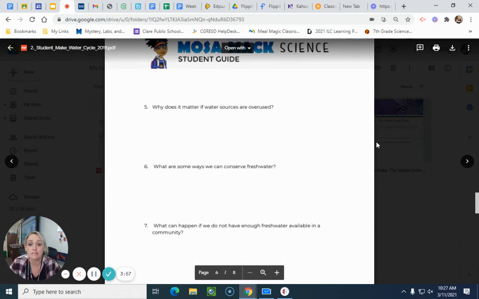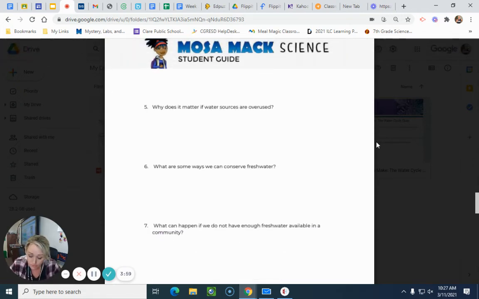Number 5, why does it matter if water sources are overused? Well, this is really a big issue because if we overuse water sources, there may not be enough for consumption for everyday living. Only 0.3% of fresh water is available for human use. Most of the fresh water is frozen in glaciers, or underground, not available for human use. So it's very important we conserve the water that we have available because we need it to survive. Everything needs it to survive.